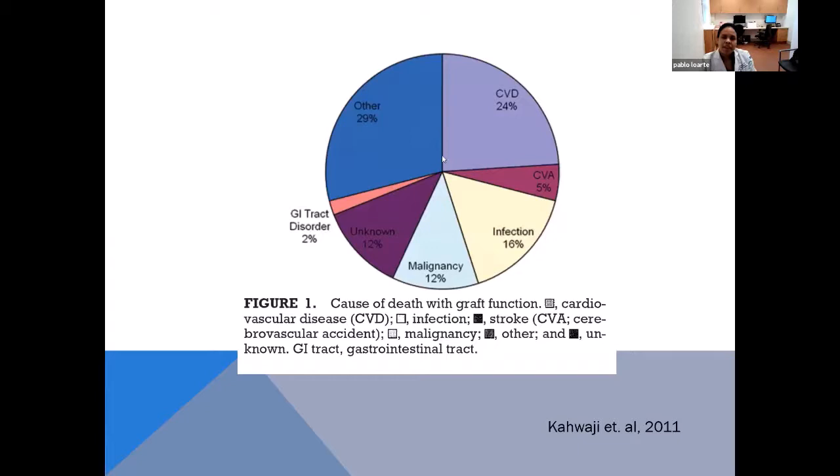So, post-transplant complications. The most common cause of death in our patients is the same as in the general population: cardiovascular disease, 24%. That is followed by infections, 16%, and then malignancy, 12%.